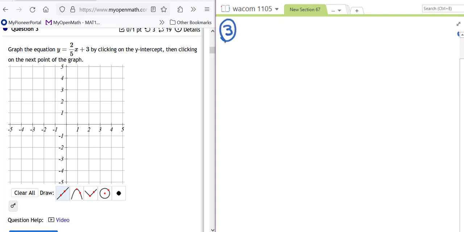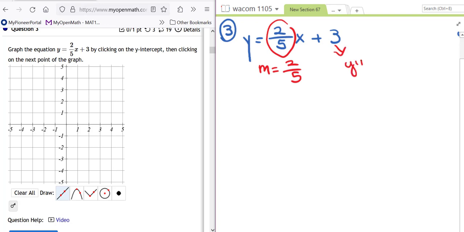They are giving us this equation, y equals 2/5 x plus 3. It does have y isolated, so you can read off your slope and your y-intercept. Your slope will be 2/5, and the 3 will give your y-intercept, which is a point. The x-coordinate is 0. So 0, 3.